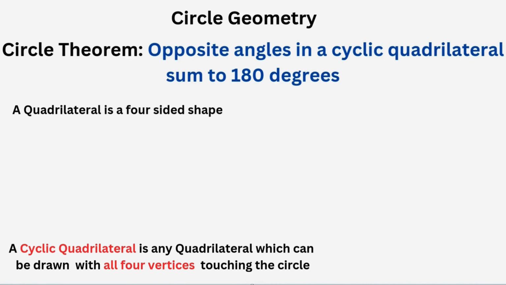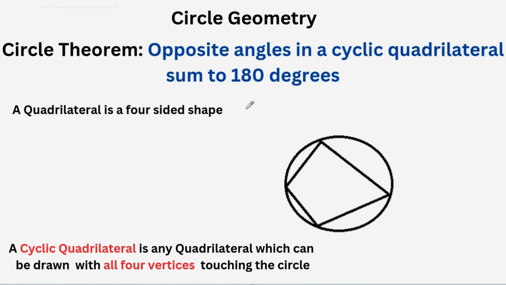Here's an example. Here is a circle. So we're going to have the quadrilateral, the four-sided shape, inside the circle, each vertex touching the circle. So here's the first vertex. We can label that as A, the second vertex as B, the third vertex as C, the fourth vertex as D. So this is a quadrilateral, a cyclic quadrilateral.